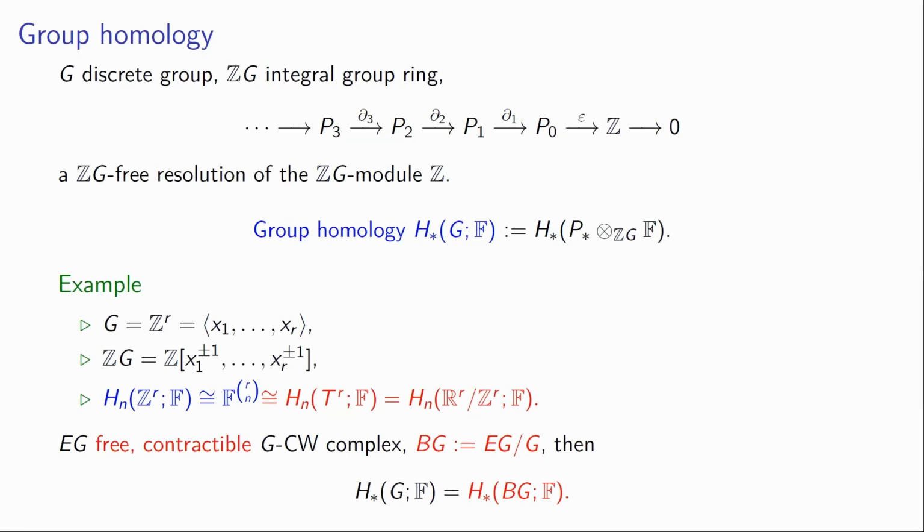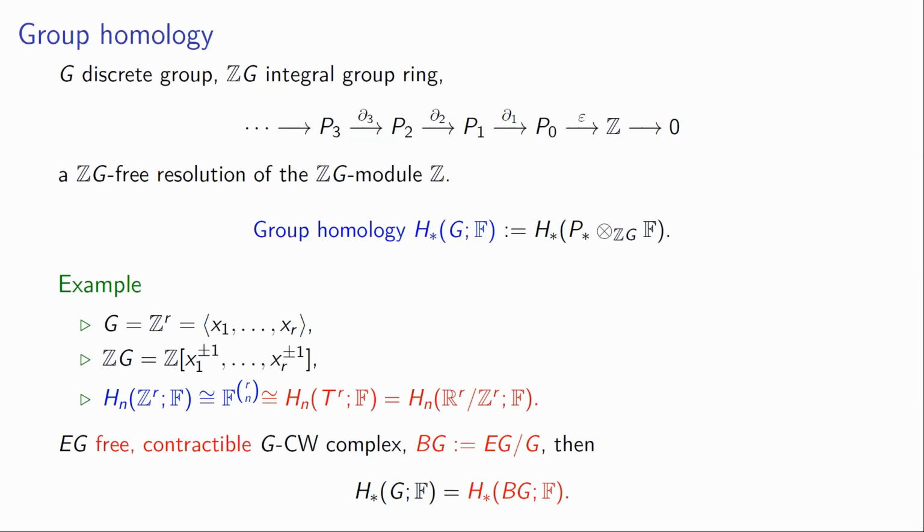Just a reminder of the algebraic definition, how that is defined. You can take a discrete group G, finite or infinite, and you write down a free or projective resolution of Z viewed as a ZG module. This is homological algebra that is unique up to certain indeterminacies that disappear once we pass to the homology.